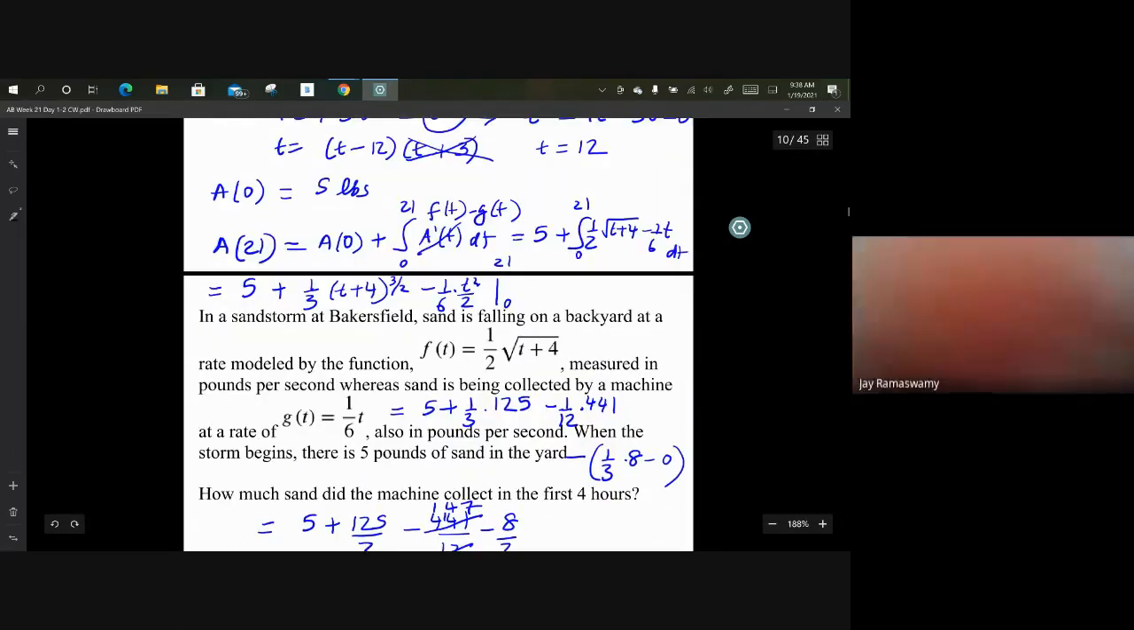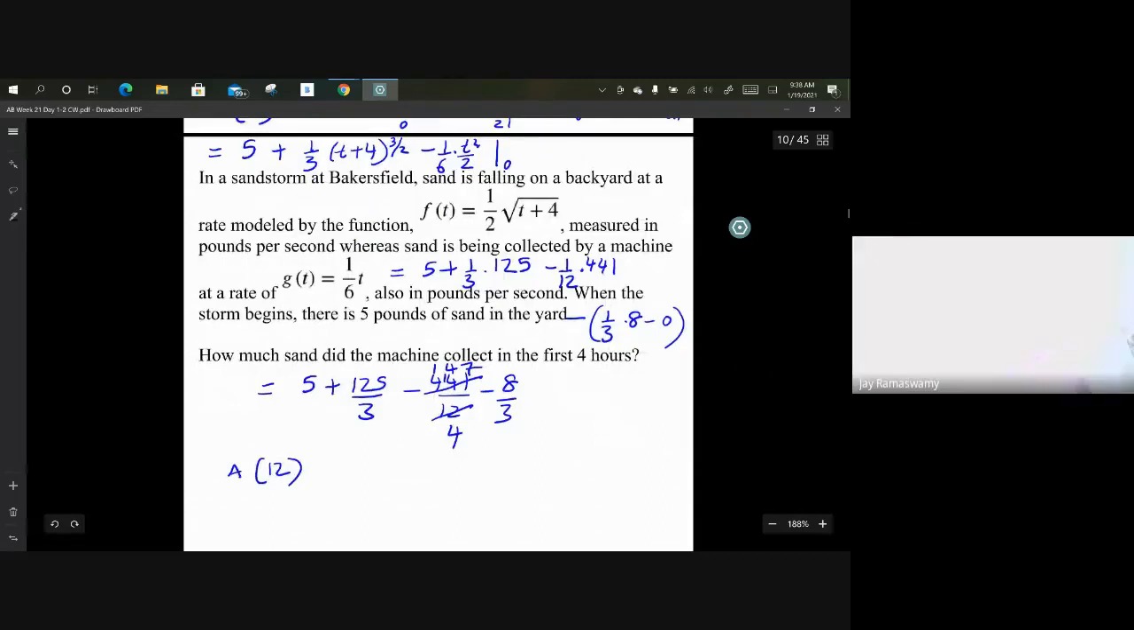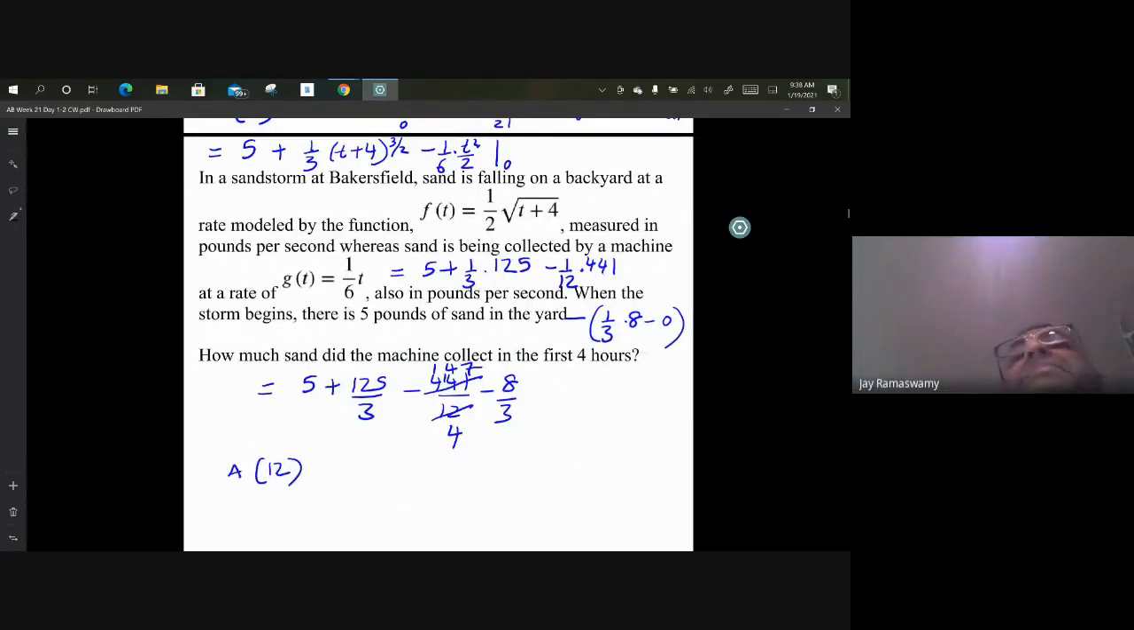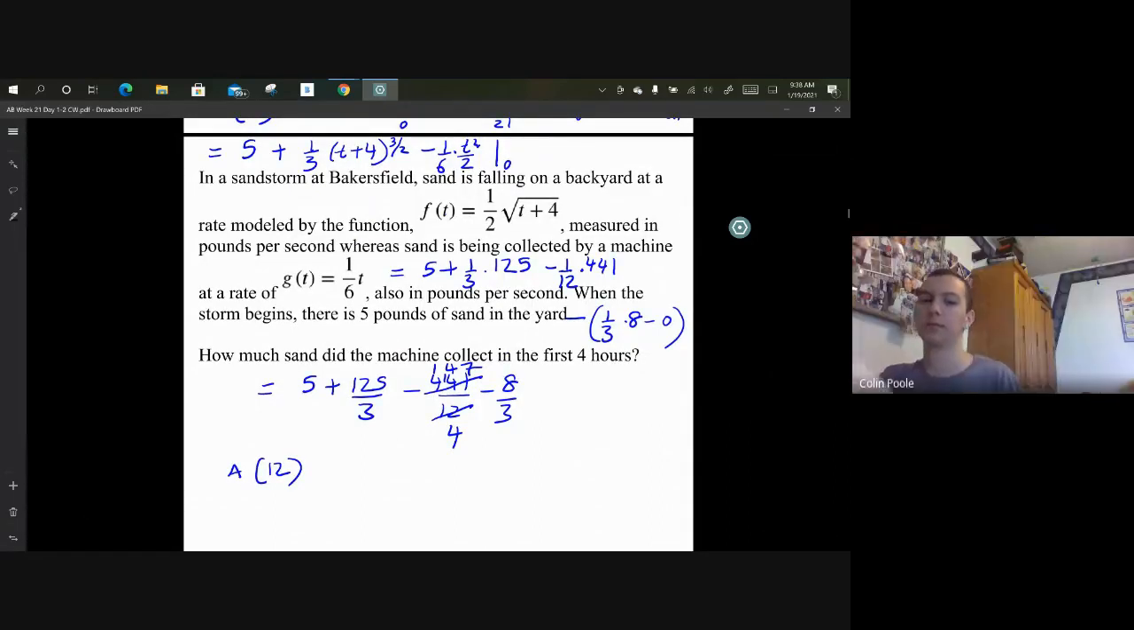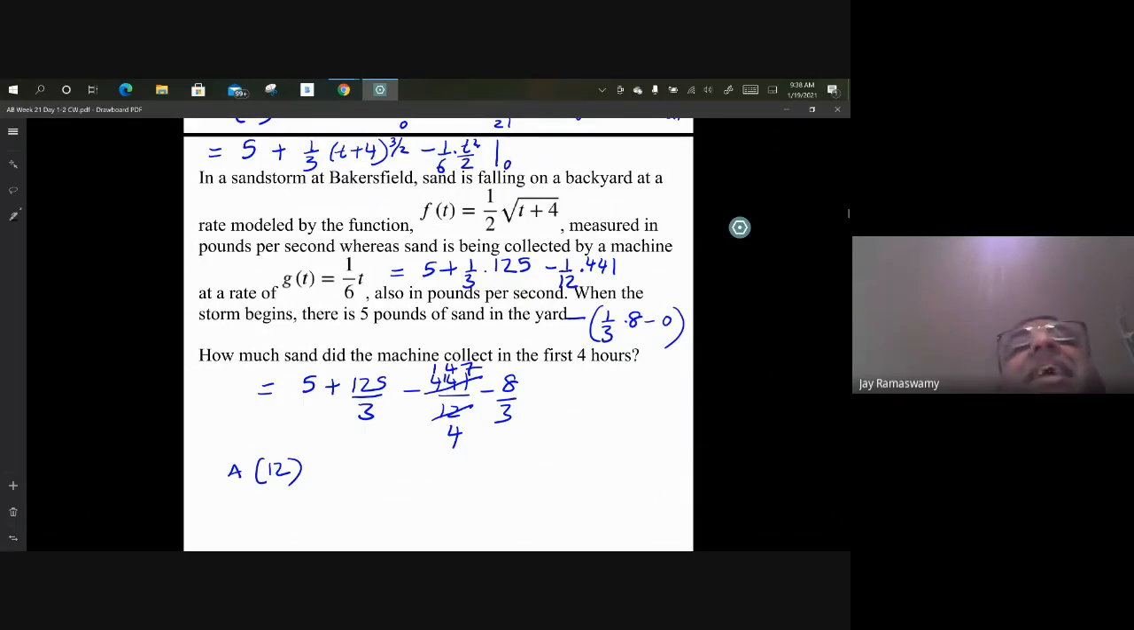Anyway, and then finally, I'm not doing it, but should we also evaluate A of 12, was it? Yes. Correct? Simpler. Remember, smart kids, we've done the integration. We didn't have to change the 21 to a 12. Everything remains exactly the same. All right. Next question.